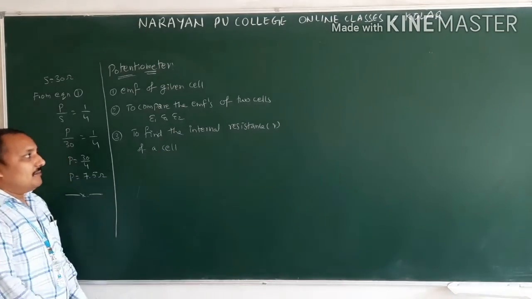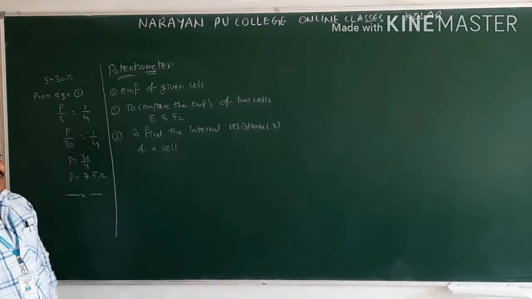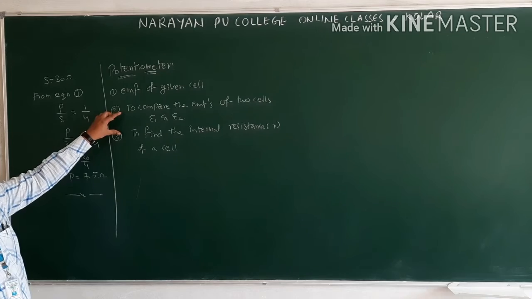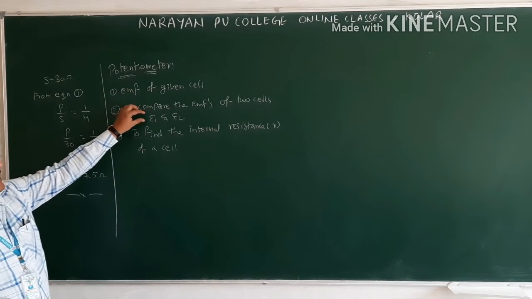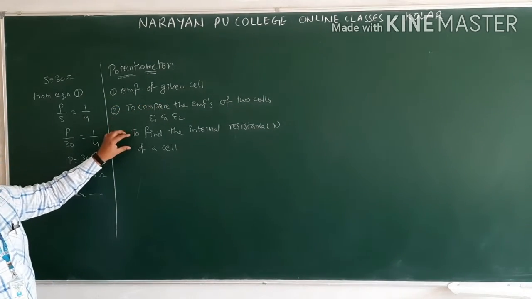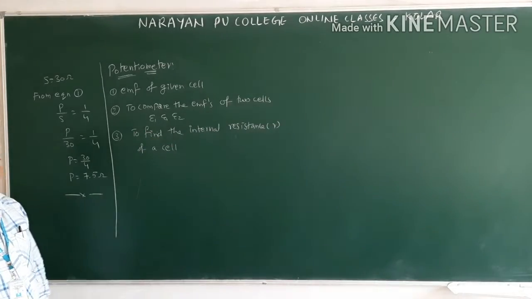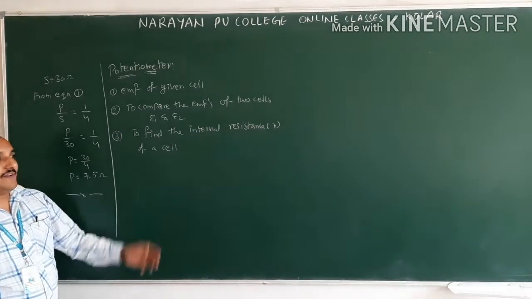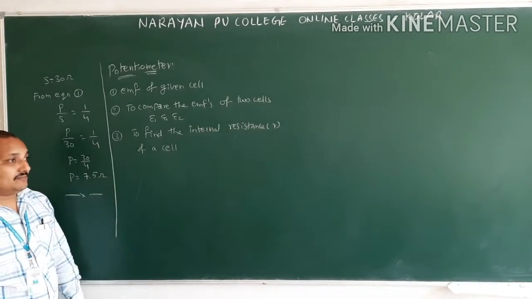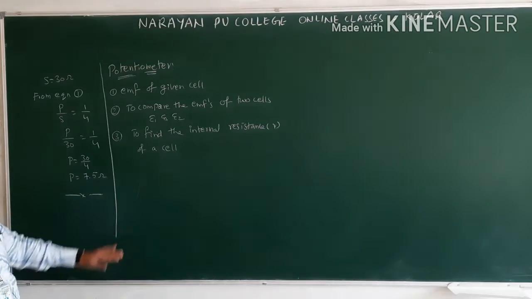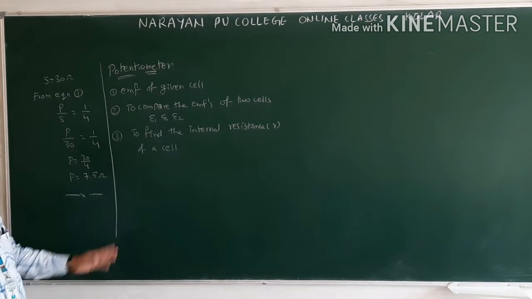So by using a potentiometer, all these three are uses of the potentiometer. You will be having in your lab these two: we will compare EMFs of two cells, and we will find the internal resistance of a given cell. One cell they will give, and we are going to find it by using the potentiometer. So what is the construction of the potentiometer and the principle of the potentiometer? We are going to see.